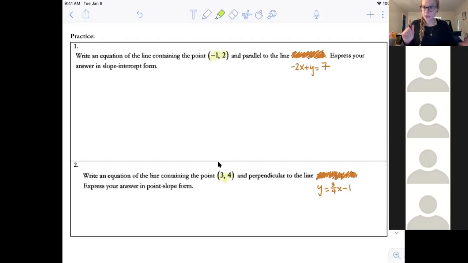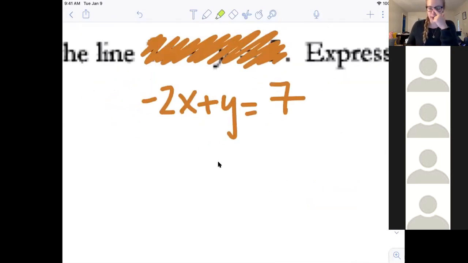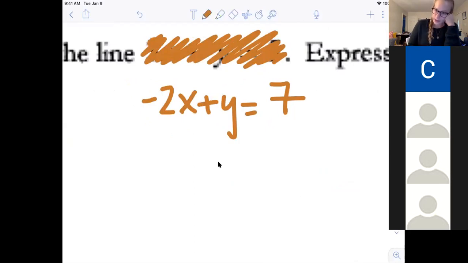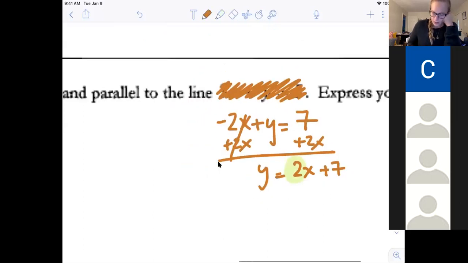All right, my first question is, what's the slope of this line right here? Who have I not talked to? Who can help me? Is it -2/1? It is right now, but let's get y by itself. How do I get y by itself? Would you add the 2x on both sides? Good. So now that I have y by itself, what is my slope now? 2x or 2/1. Perfect, 2/1. All right, thank you, Cooper.